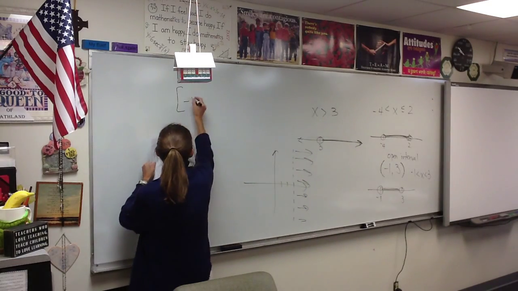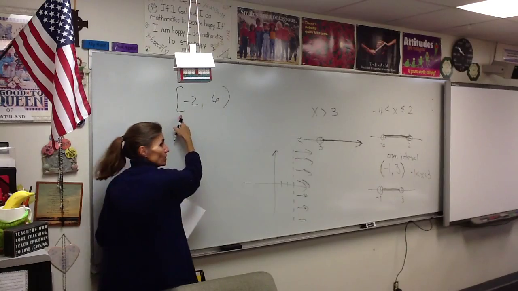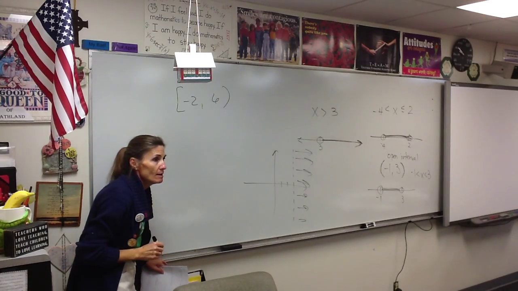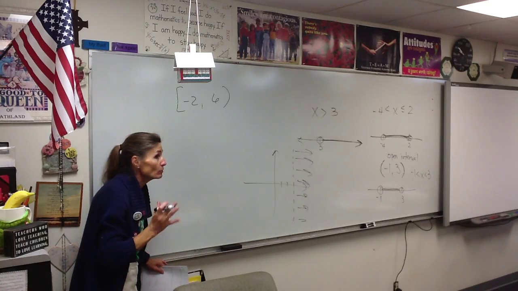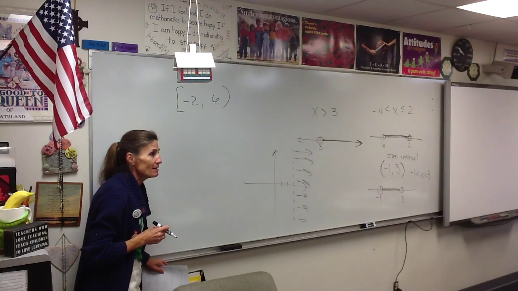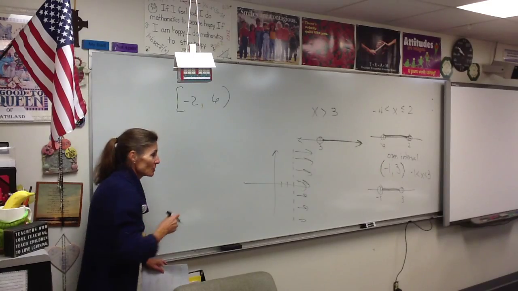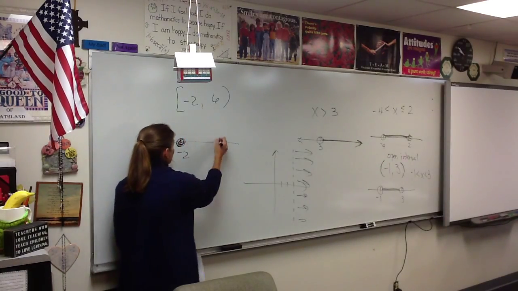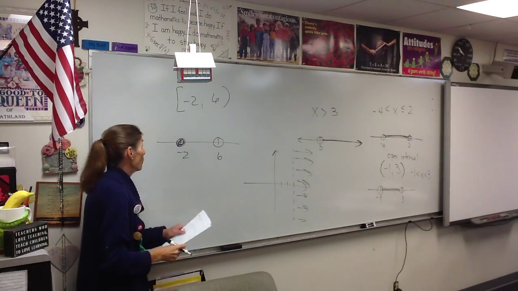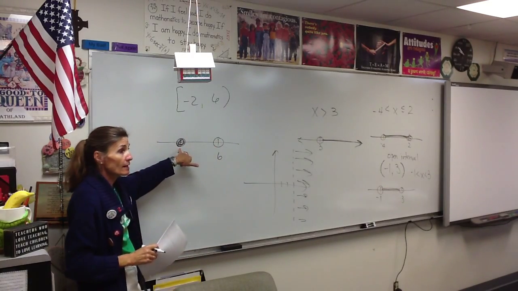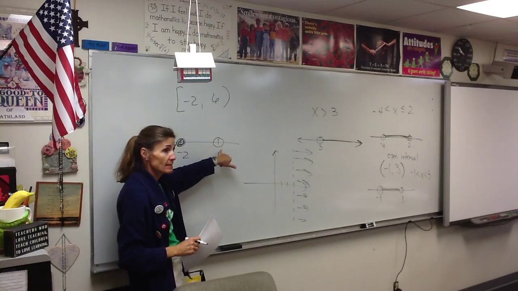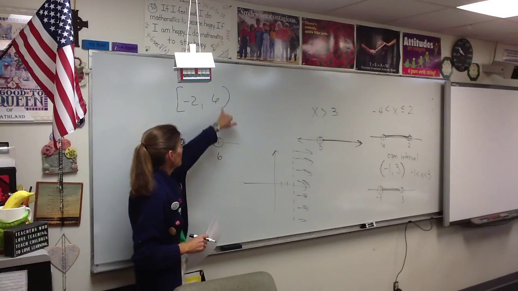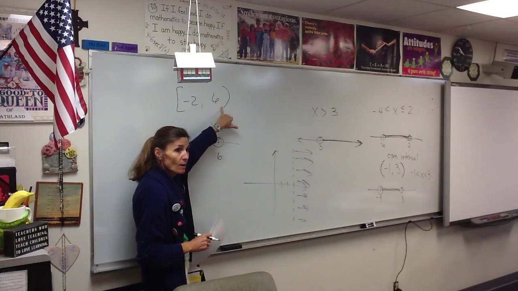Same exact idea, folks. Same idea, except it's got a different notation here. Instead of the parentheses, it has a bracket. Anybody want to just take a wild guess what that bracket might mean? That's a closed dot, exactly. That's the symbol for a closed dot. Now, notice I closed the -2, but I left the 6 open. Why did I leave the 6 open? Because the 6 has a parentheses, right?